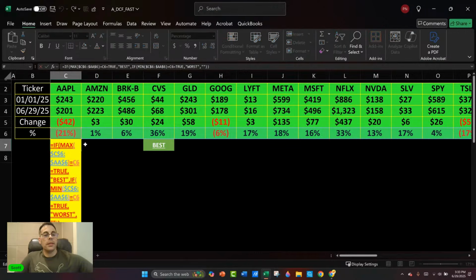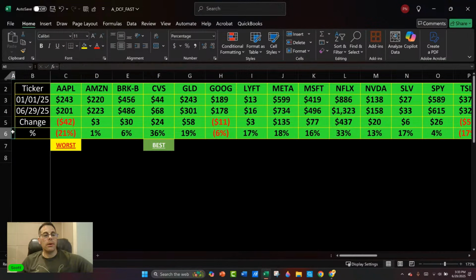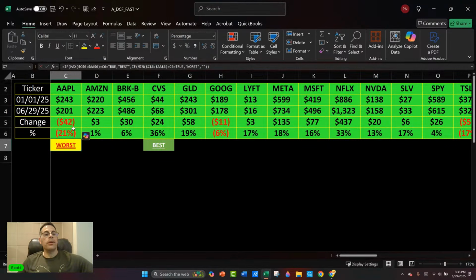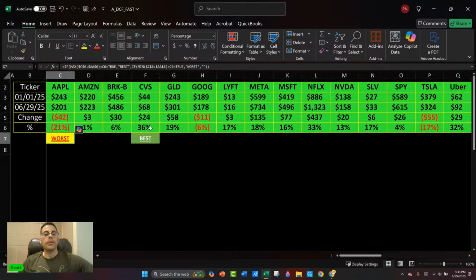So this formula looks in every cell in row 6. So all these cells, the formula looks into, and if it's the worst, it's going to say worst down here, and that's what it says for Apple. Apple is doing the worst of these tickers, and CVS is doing the best. CVS is max, so it has best in this cell.